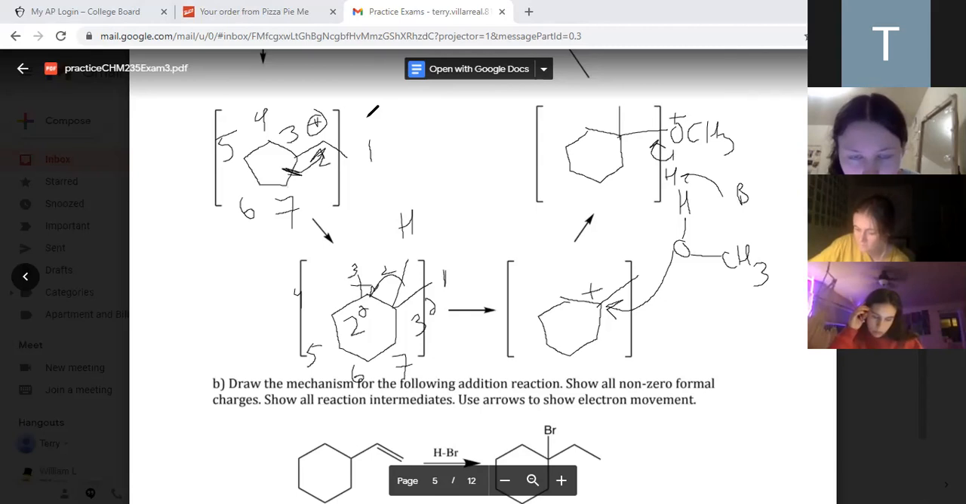So this is something we saw in the other practice exam. So let's do some strategy here. Do you have everything written down, or are you guys still writing?